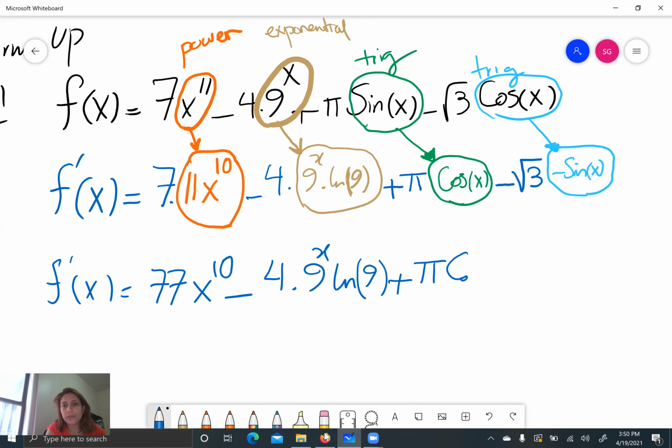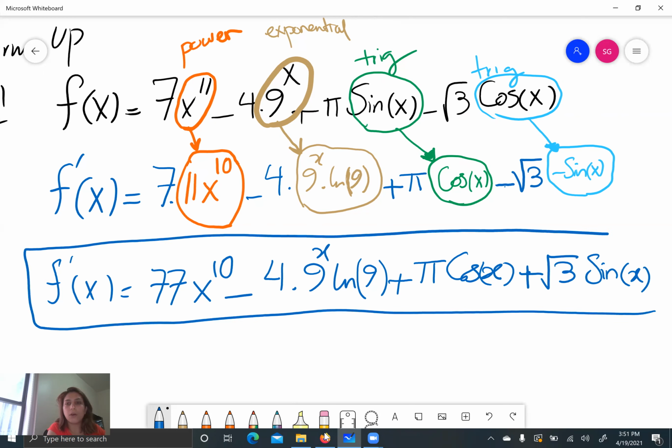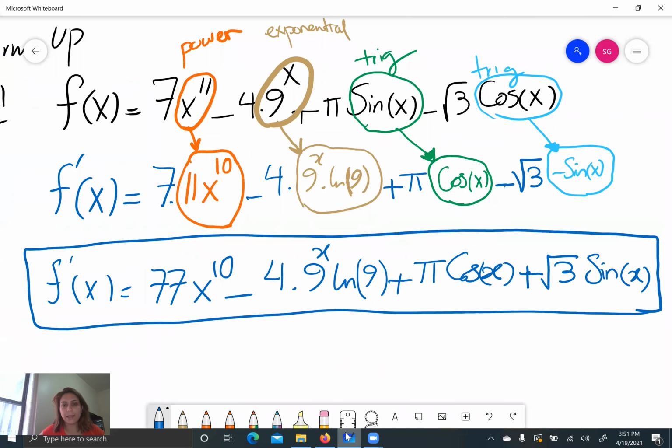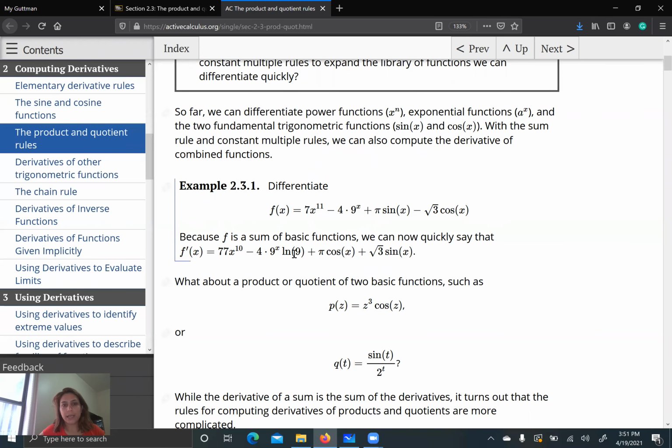Plus pi cosine of x. Oh, here, negative times negative gives me positive. Positive is square root of 3 times sine of x. And this is going to be the derivative of this function. So you can verify that with the answer that you have in the textbook: 77x to the 10 minus 4 times 9^x ln of 9, plus pi cosine of x, plus square root of 3 times sine of x.